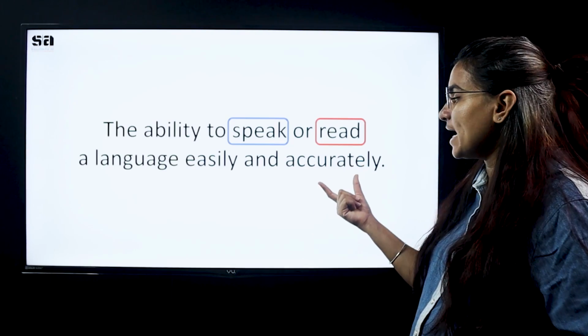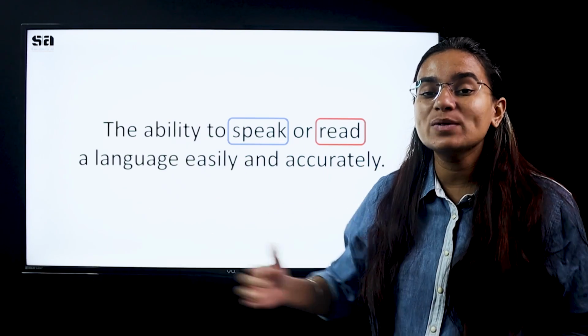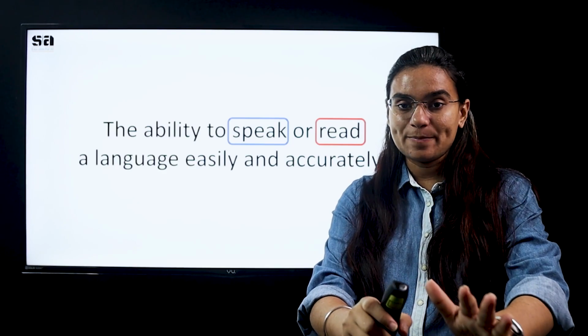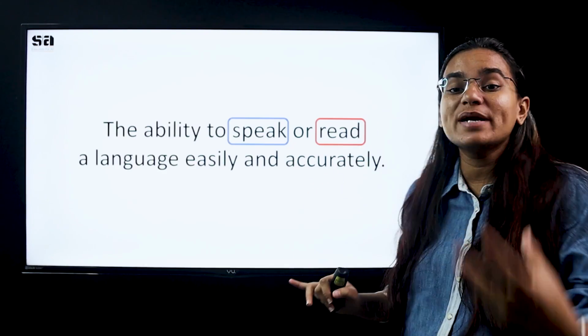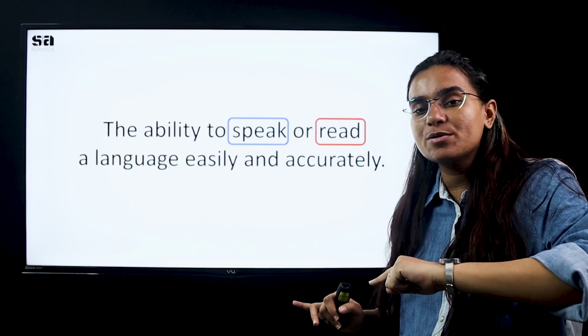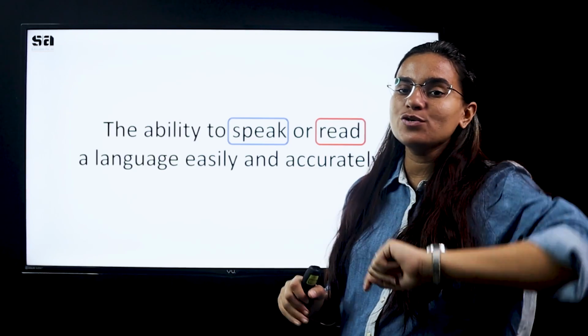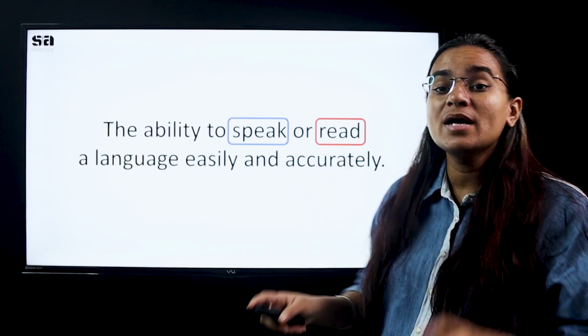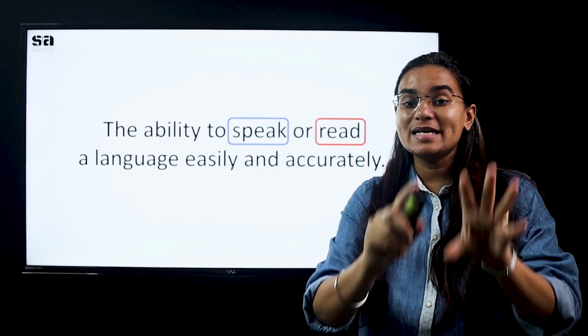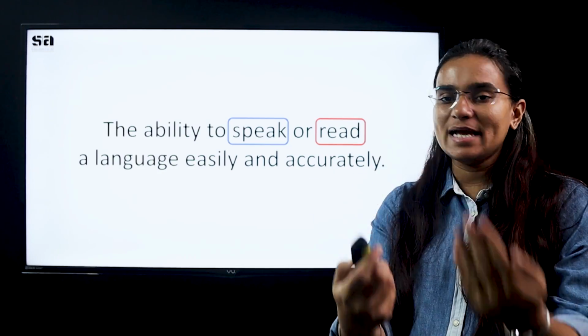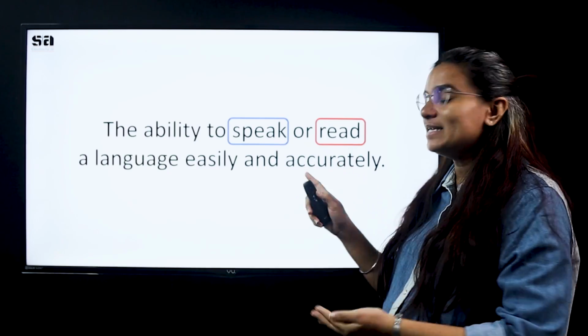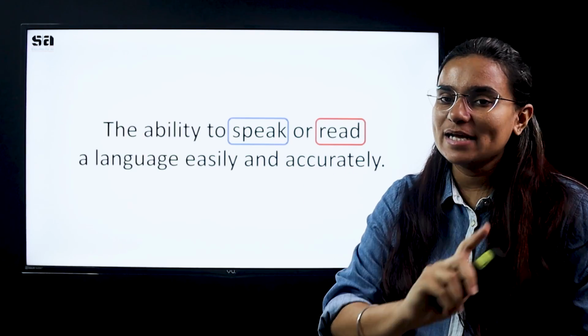Accuracy is a term which we'll be discussing in the future slides. I want you to understand that fluency and doing it with accuracy is really important. But should I target fluency first or should I be accurate in doing it? This is something which is going to be answered later. Make sure that you watch this video till the end because some really cool information is coming on your way. Alright, so we have understood fluency is the ability to speak or read a language easily and accurately.